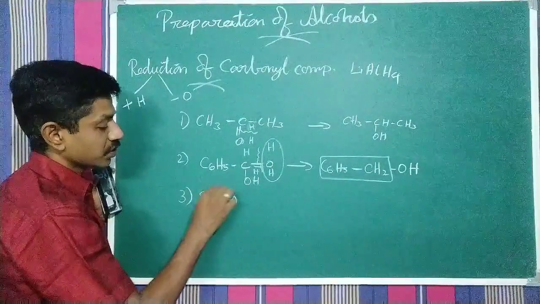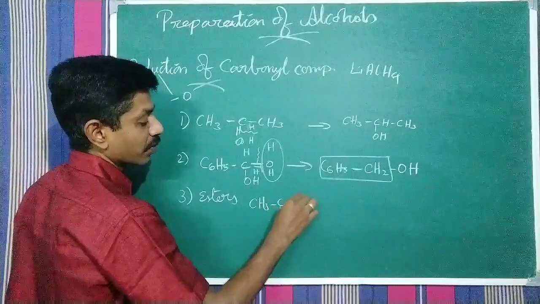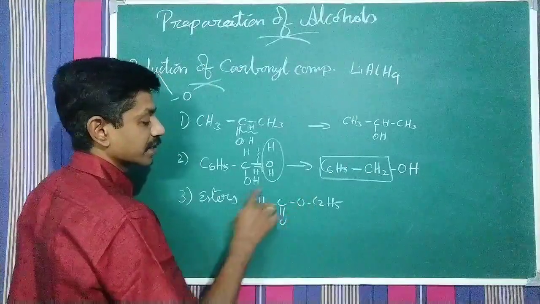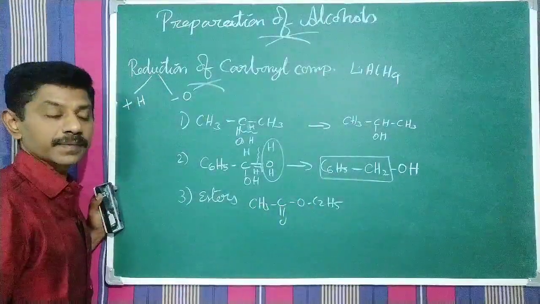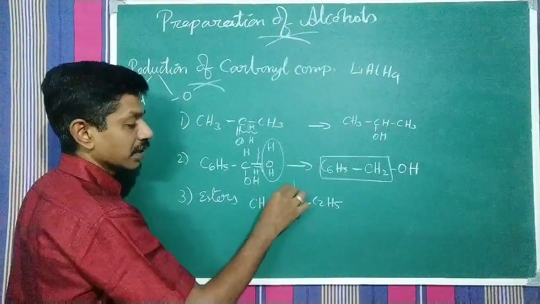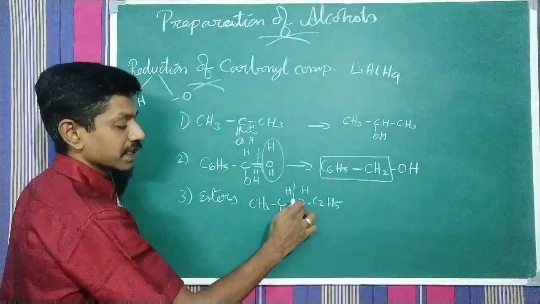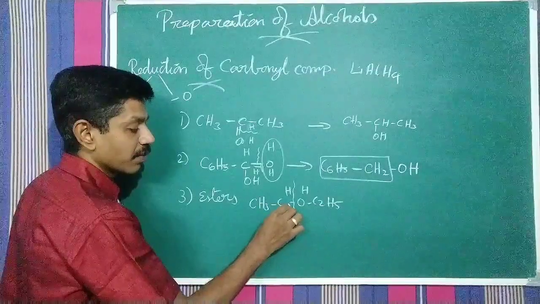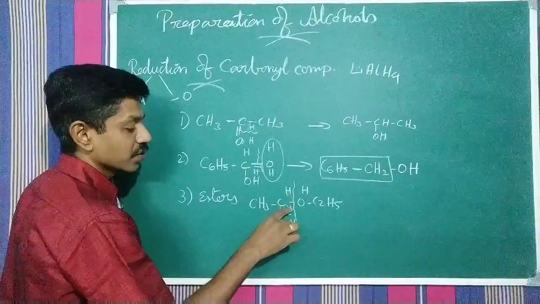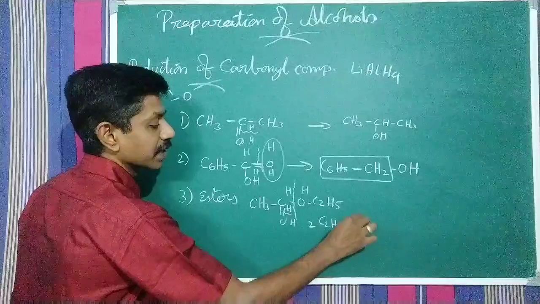Reduction of esters also. I'll take the simplest ester possible. CH3, C double bond O, O, C2H5. This is ethyl, this is acetate. So the name of the compound is ethyl acetate. When you go for addition of hydrogen, I can add 2 hydrogens this way. Look at the product on the right hand side, it's ethyl alcohol. And the carbonyl bond will also break, thereby CH3, CH2, OH. So 2 molecules of ethyl alcohol will be the final product.